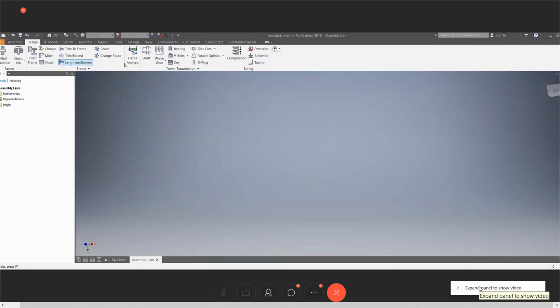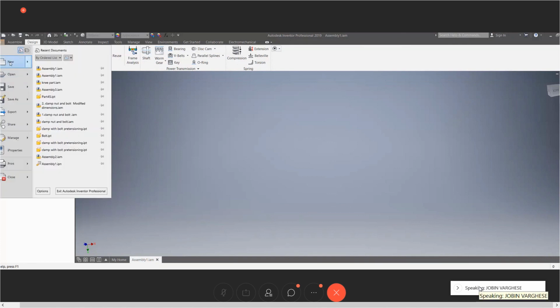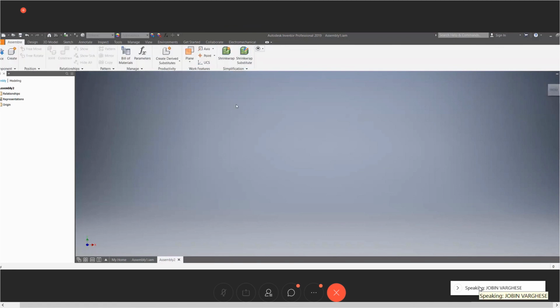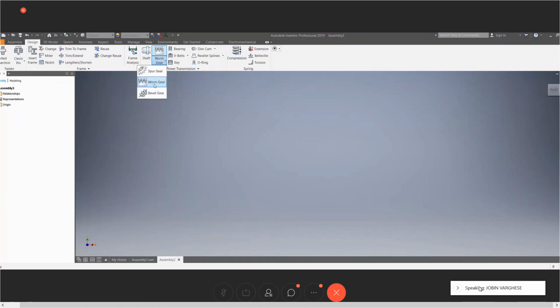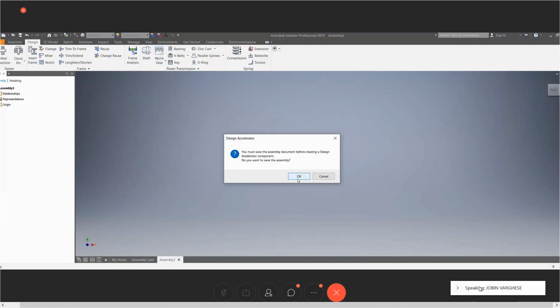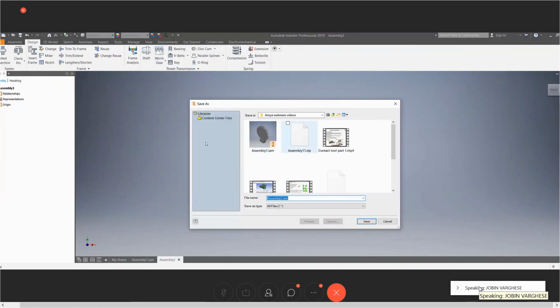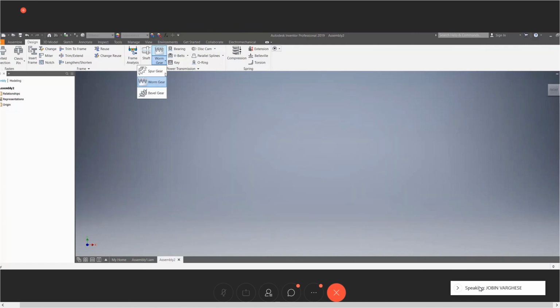I hope the screen is visible. This is Autodesk Inventor. If you are passionate enough, we can see these things without just designing. We can go to assembly, that is, file, new assembly in Autodesk Inventor. Once we come to the assembly, we can go to design in this part, and many components you can see over here. I'm just showing you the worm gear. So we can take the worm gear.